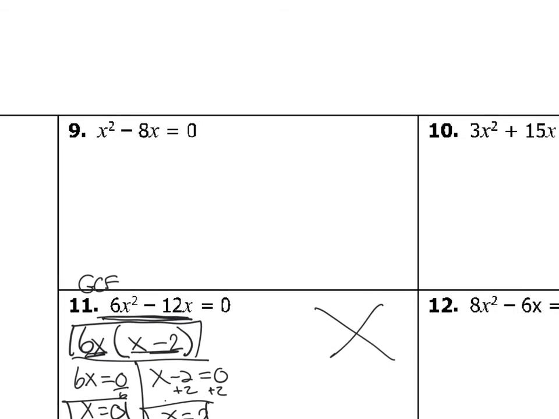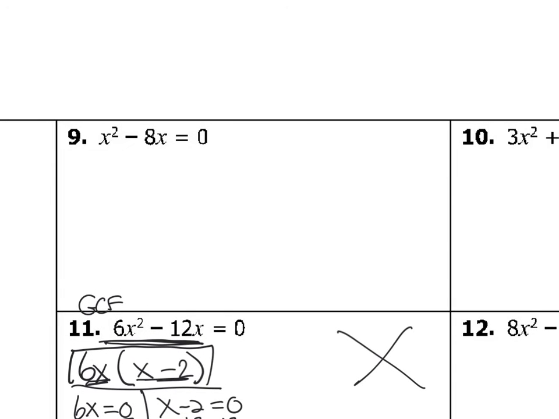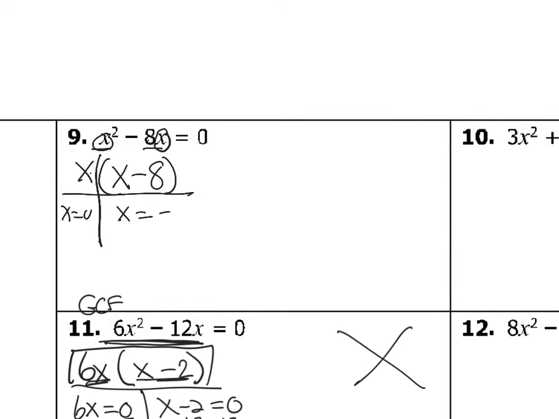Okay, let's look at this one. All right, again, we've got a common factor of the variable. They both have 1x, right? So x squared divided by x is x, and minus 8x divided by x is 8. So I'm going to set these both to 0. X equals 0 and x equals positive 8. So my solutions are 0 and 8.